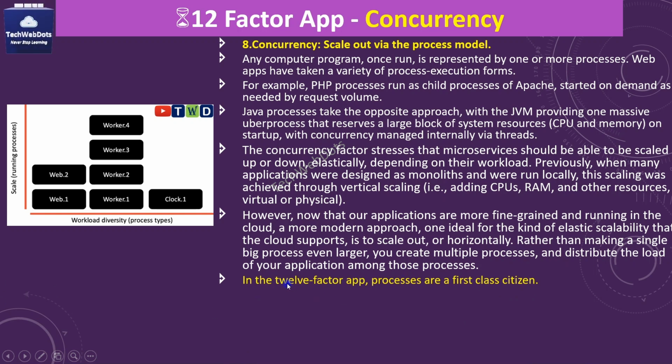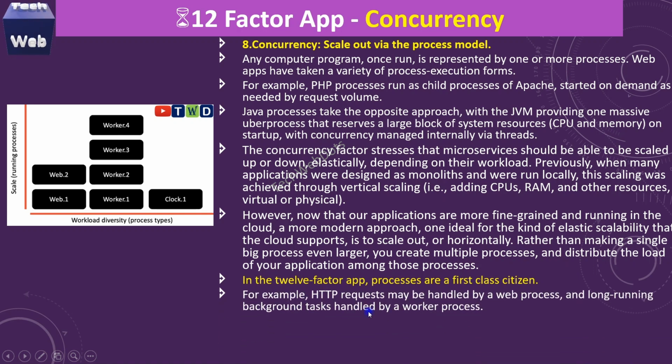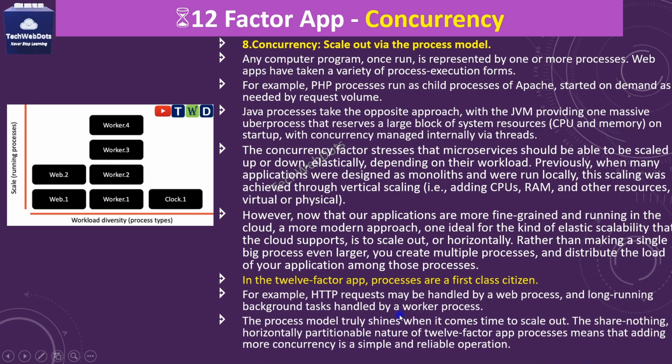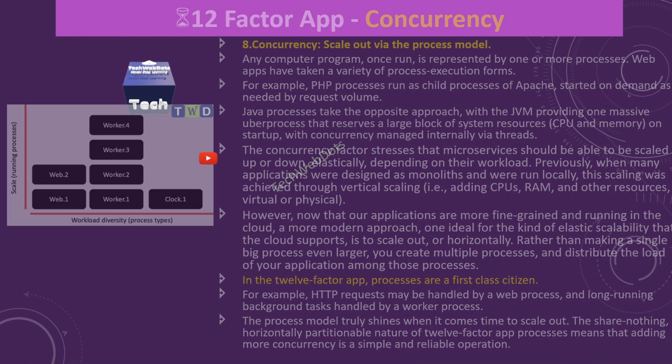So that's how in the 12 factor application, processes are first-class citizens. For example, an HTTP request may be handled by a web process and a long-running background task handled by a worker process. So the process model truly shines when it comes time to scale out. The share-nothing, horizontally partitionable nature of 12 factor app processes means that adding more concurrency is a simple and reliable operation because we can easily scale.